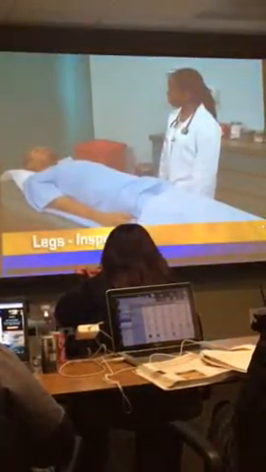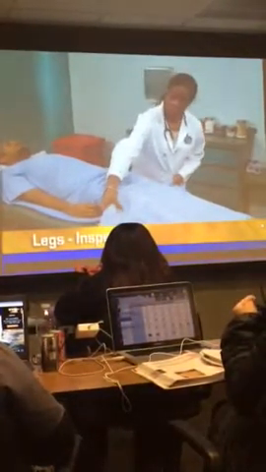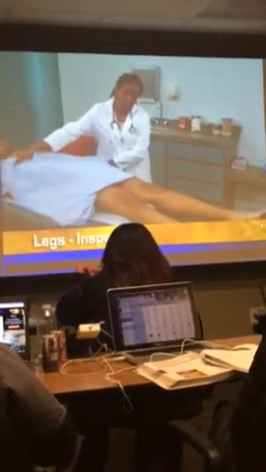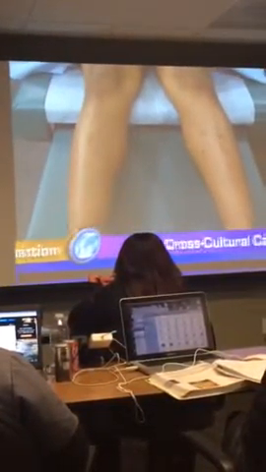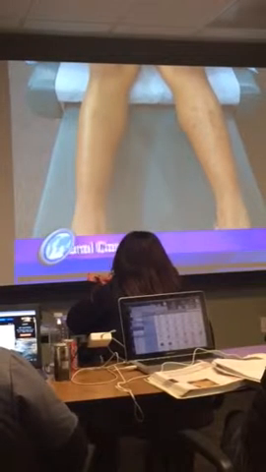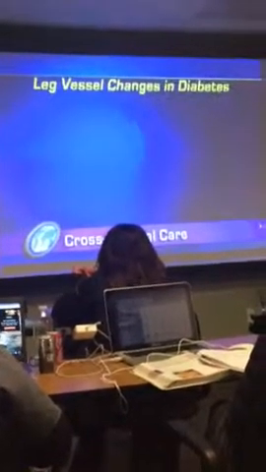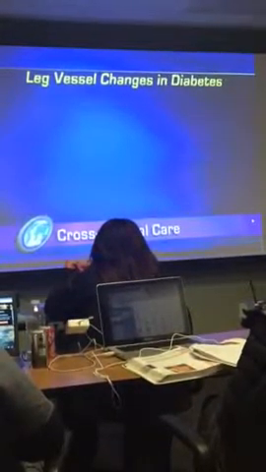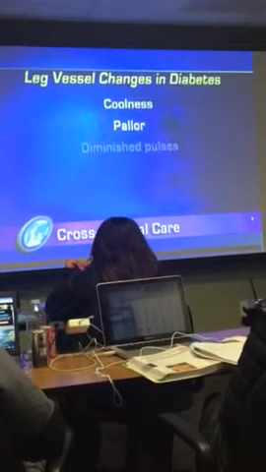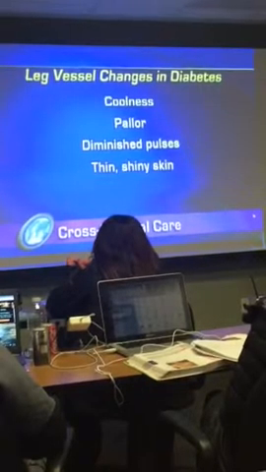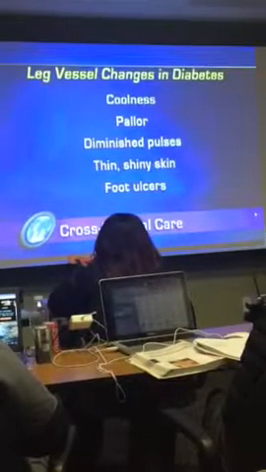Okay, I'm going to take a look at your legs now. Diabetes mellitus is common among blacks, Hispanics, Native Americans, Aboriginals, and obese individuals. In these people, be especially alert for leg vessel changes caused by diabetes, such as coolness, pallor, diminished pulses, thin, shiny skin, and foot ulcers.